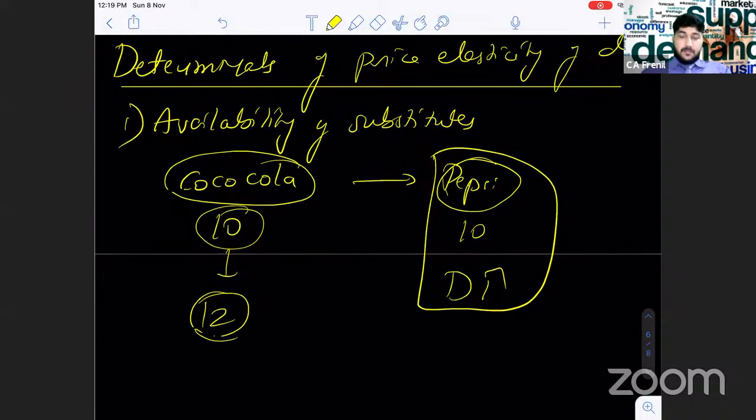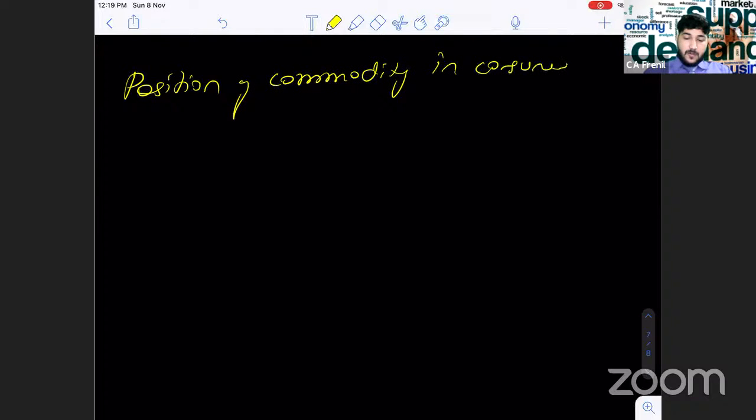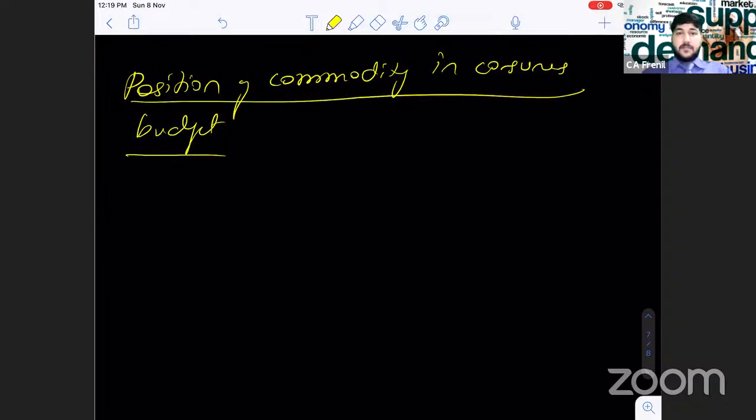Next, the second one is position of commodity in consumer's budget. I had given a great example in the class. Do you remember that? A position of a commodity in a consumer budget. For example, matchbox. Every household needs a matchbox, to light and to cook, etc.